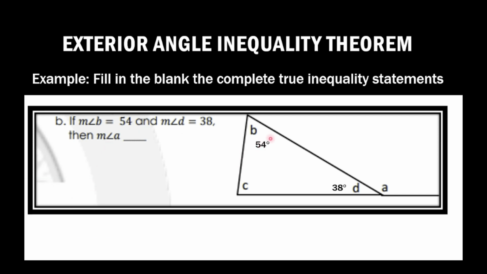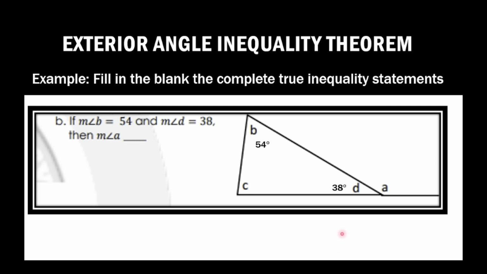So this is our angle B, 54, and angle D is 38. Now take a look at the relationship. Angle A is our exterior angle, and it must be greater than angle B, which is a remote interior. So the measure of angle A must be greater than the measure of angle B.